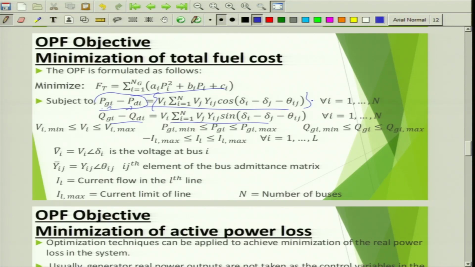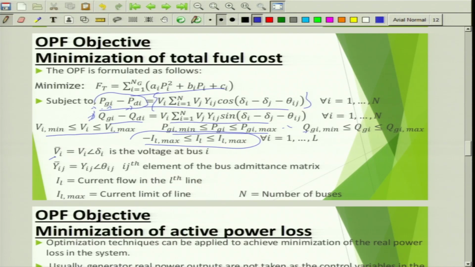It's a very familiar power flow expression. Similarly, there is also a quadratic power, reactive power. This is active power, this is reactive power, right? And then there is a limit in voltage, right? And there is a limit in each generation, active as well as reactive power. Further, there is also a limit with respect to the current carrying capacity of a specific line, lower limit and upper limit, right.